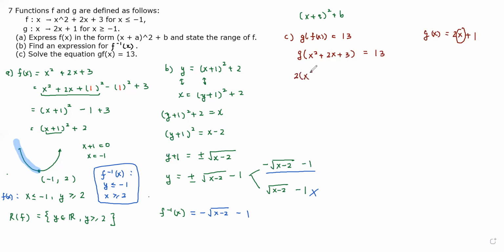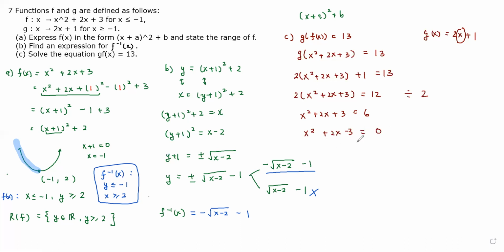Then we have 2(x² + 2x + 3), and then we still have a plus 1 in g(x). That equals 13. Bring the 1 over. We have 2(x² + 2x + 3) = 12 here. We can divide throughout by 2 so that this 2 is gone. x² + 2x + 3 = 6. Now move the 6 over to the left. We have x² + 2x - 3 = 0.